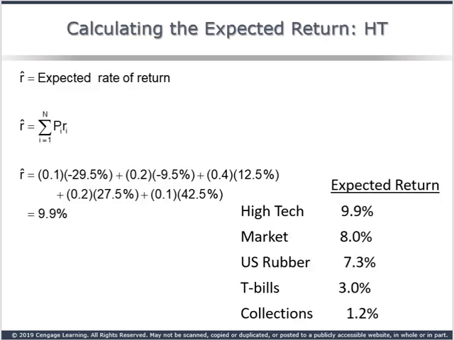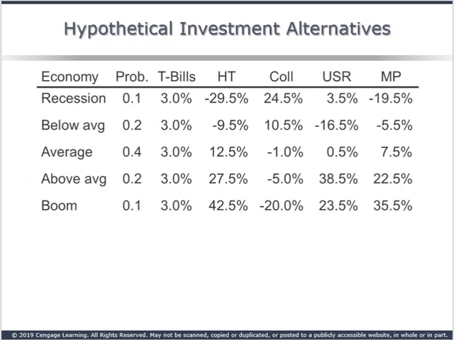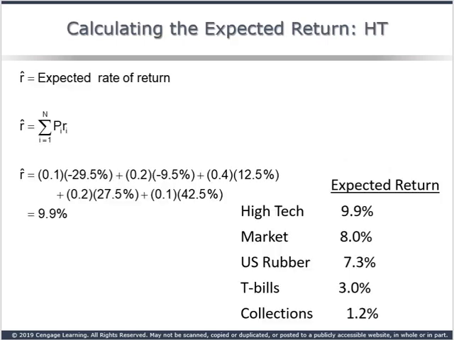So let's look at an example here. For HT, or high tech, what we would want to do is use the expected return formula, which we see here on the far left-hand side: the sum of the probabilities times that rate of return. We start off with that 10% from the recession. Going back, for 10% for recession, it's a negative 29.5%. For below average, it's a negative 9.5%. As we go through all of those and get all of the probabilities, which should add up to 100%, we get an expected return of 9.9%, or almost 10%.